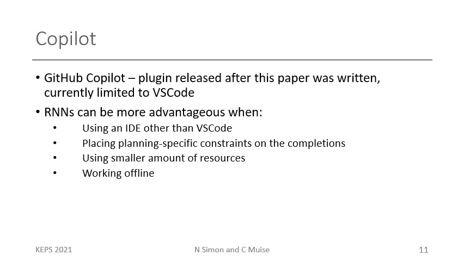We pause here to mention Copilot, which is a plugin for auto-completion of code that was released after this paper was written. Copilot is currently limited to the Visual Studio Code IDE. Though systems like Copilot are being developed, we feel that our systems built on RNNs still have their uses. RNNs are more advantageous if IDEs other than Visual Studio Code are being used, when planning-specific constraints need to be placed on the completions, when using a smaller amount of resources, or when there is a need to work offline.